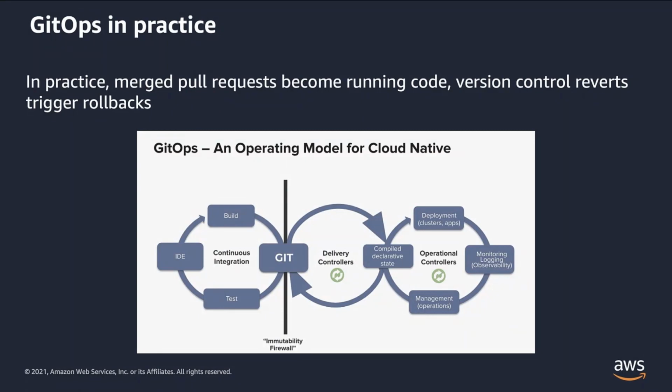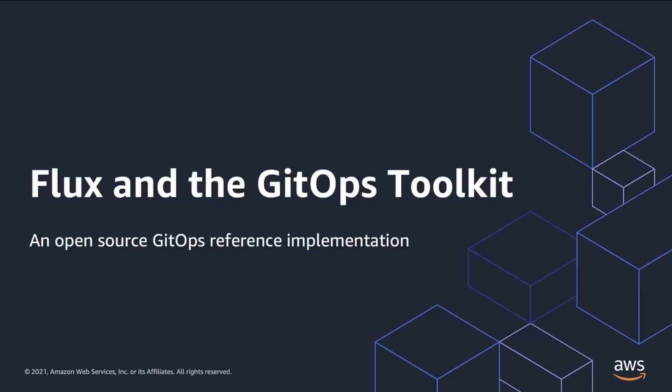And so in practice, this is what we end up with. Merged pull requests become running code, and version controlled reverts will trigger a rollback. It's that simple. And so we stop SSHing to nodes. We don't need bastions. We're not logging into Jenkins to debug something. We're not context switching all the time. We stay in the Git workflow, right? We're writing code. We're making configuration changes. We're pushing. People are reviewing PRs, they're getting merged. And that's the workflow that drives change through the whole system.